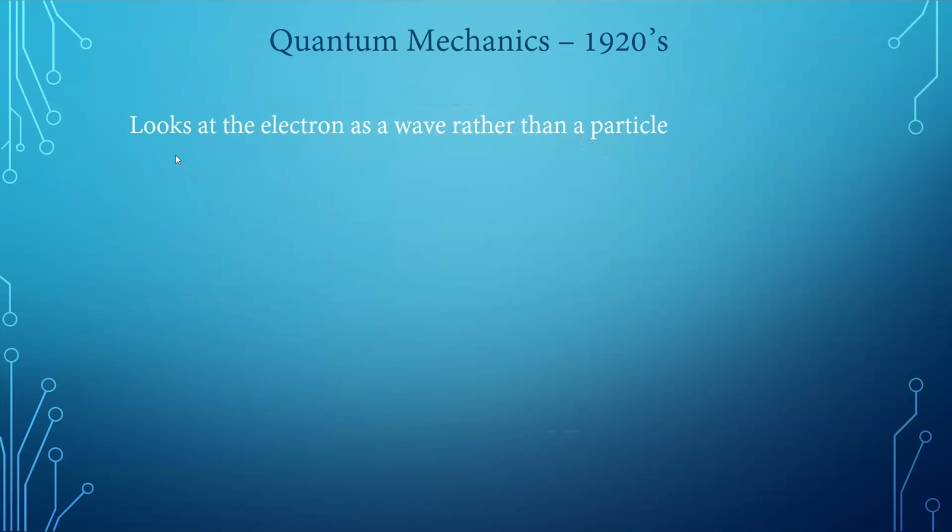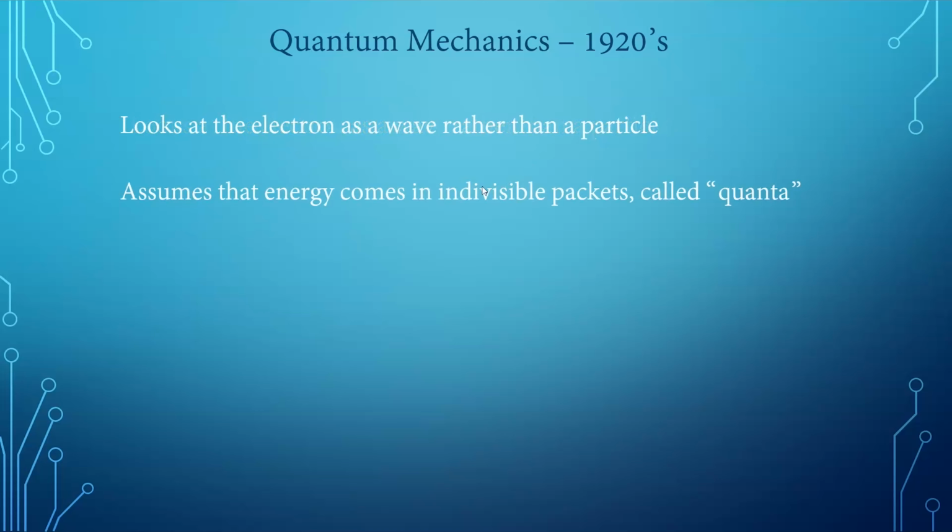First of all, quantum mechanics assumes that electrons can behave like waves rather than particles, thanks to that idea that particles can have both the characteristics of waves and particles. It assumes that energy comes in specific amounts or specific quantities, which are called quanta. So the single smallest unit of energy is called a quantum of energy, and the plural of that is quanta.